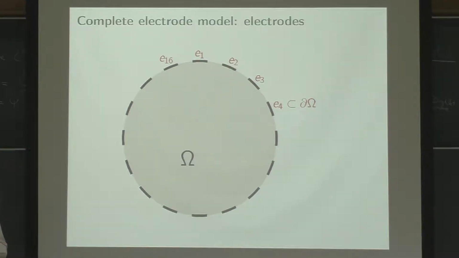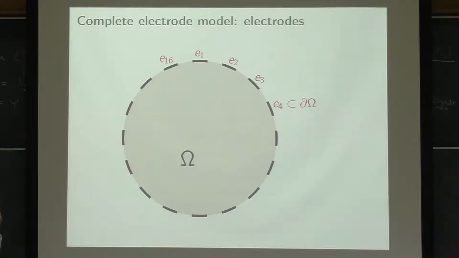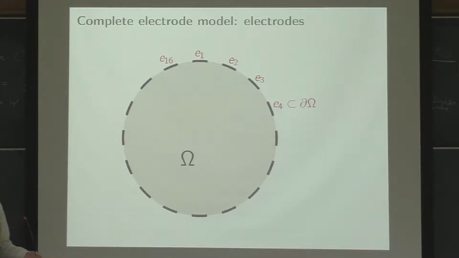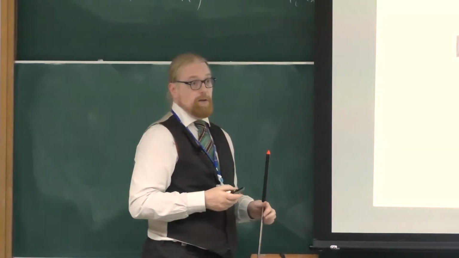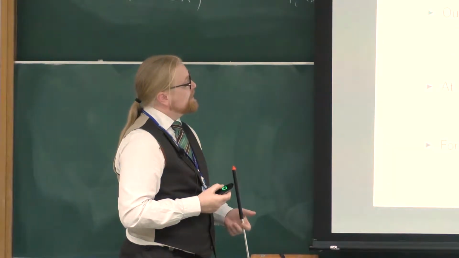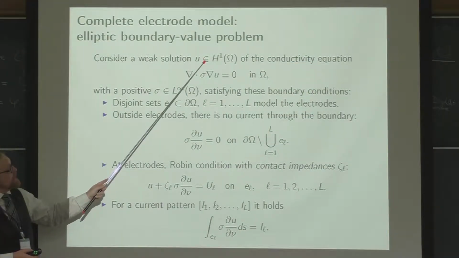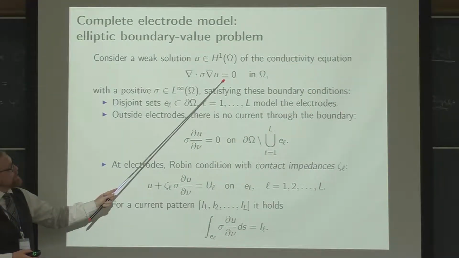There are some theoretical results that say that for best imaging results, the electrodes should fill as much as possible, like you saw in the RPI tank. There was a little piece of rubber between big electrode plates. And then there still is the H1 solution of the conductivity equation.